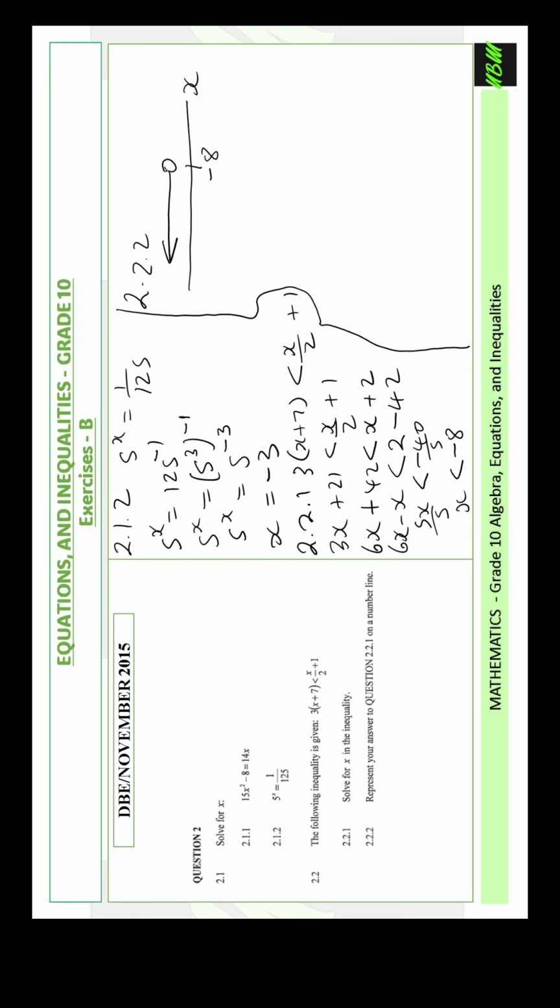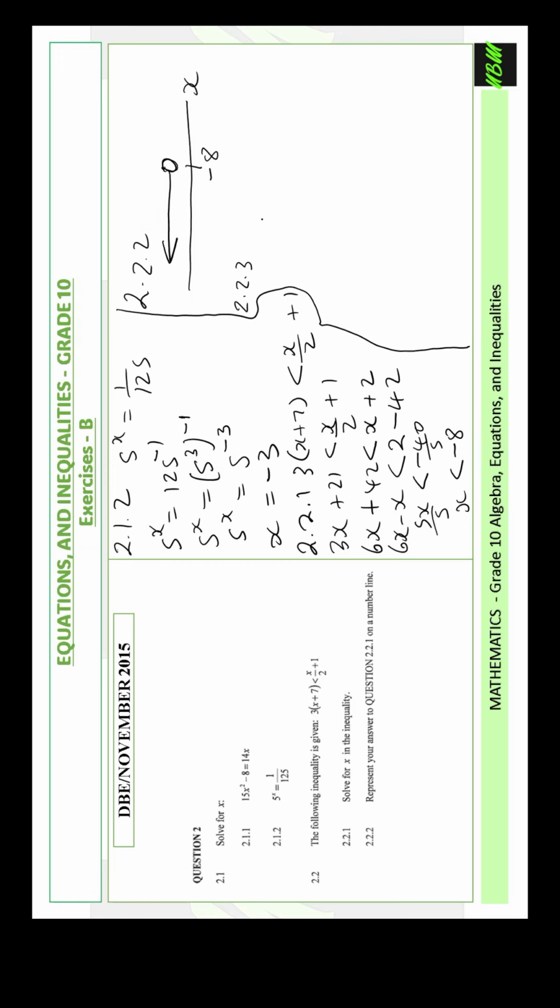Then above -8 here, it will be what? An open circle. Why an open circle? An open circle means -8 is not included. -8 is not part of the solution. So also here on our inequality in 2.2.1, we see that -8 is not included. -8 is not part of the solution, meaning the solution is all the values of x that are less than -8.